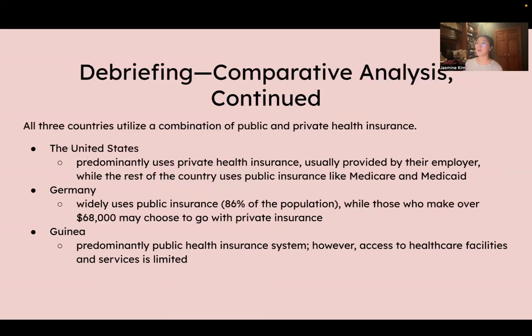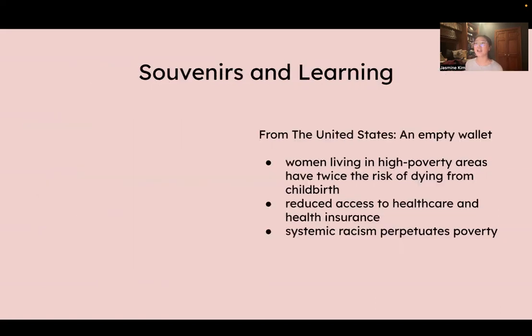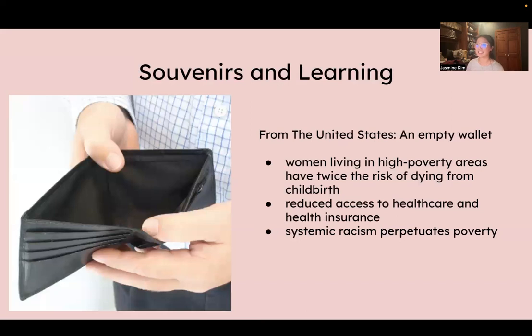All 3 countries use some combination of public and private health insurance. There are criticisms saying that the public insurance system in the US doesn't serve the healthcare needs of the people, and Germany widely uses public insurance and spends less of their GDP on healthcare expenditures than the US does. Guinea mainly uses public insurance, however, access to healthcare facilities and services is limited.